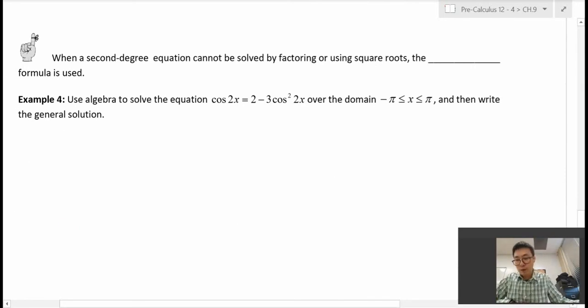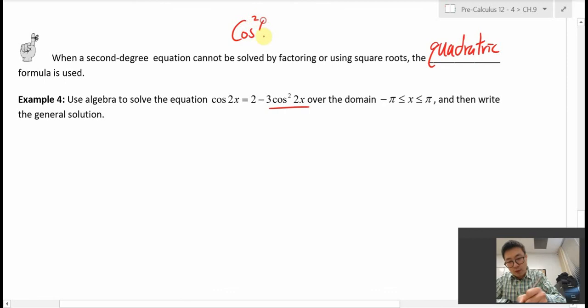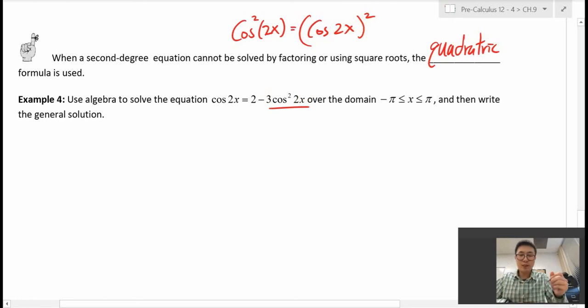It says, when a secondary equation cannot be solved by factoring or using square roots, okay, this is going back to math 11, we will need to use the quadratic formula. Okay, second degree function means parabola, something squared. So you can see we have cosine squared 2x. Okay, so this cosine squared 2x actually means cosine 2x squared. We just write it this way instead, okay? But that's what it means. Cosine squared 2x means cosine 2x, the entire thing squared.